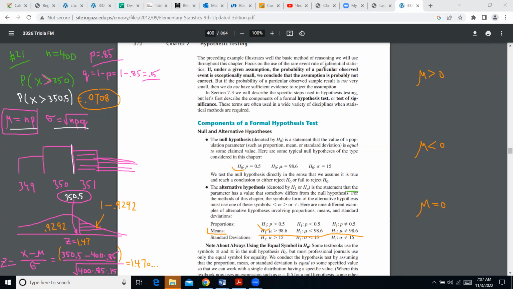So when we have an equal sign, it must be H0. And if we don't have an equal sign, it must be H1. So here and here is H1. And of course, those are three separate cases.